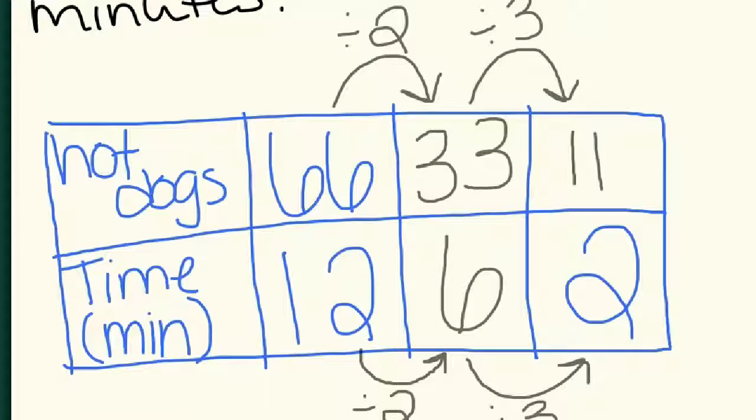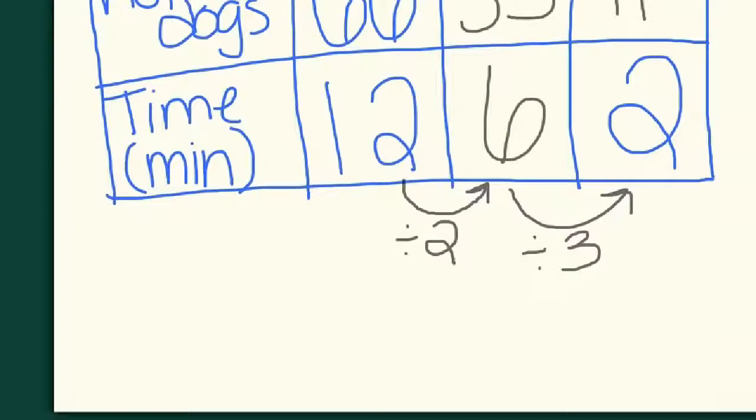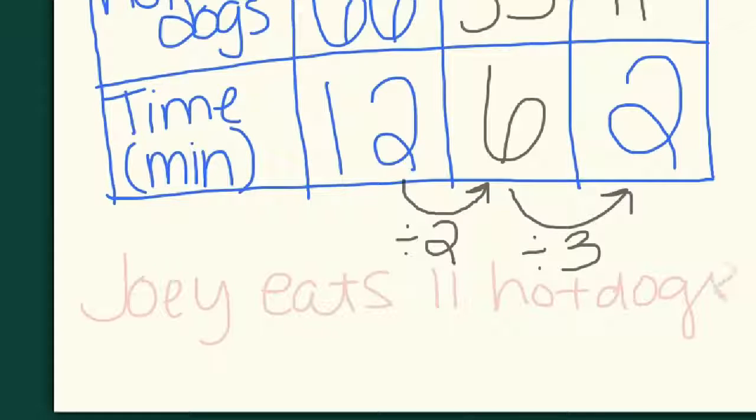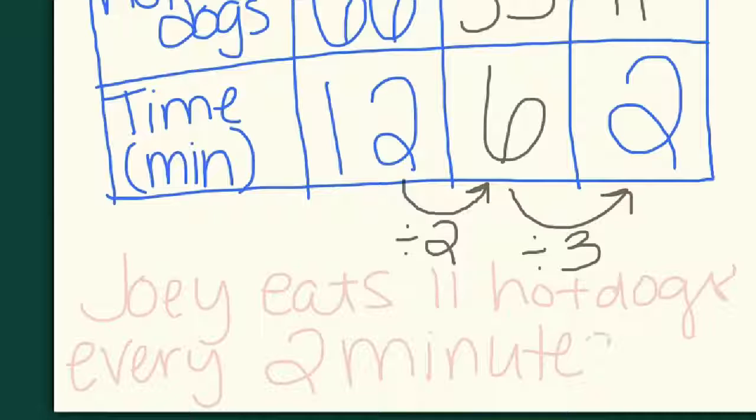So now we know that Joey Chestnut, so we can say, let's say, Joey eats 11 hot dogs every 2 minutes. Okay? And ratio tables are just an easier way for us to show our work and display the information we're trying to get to.